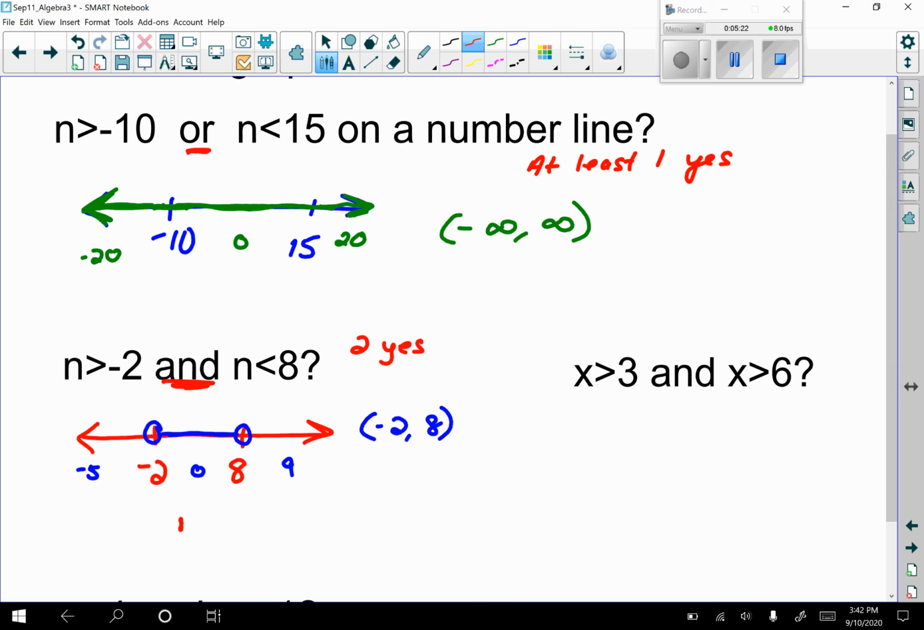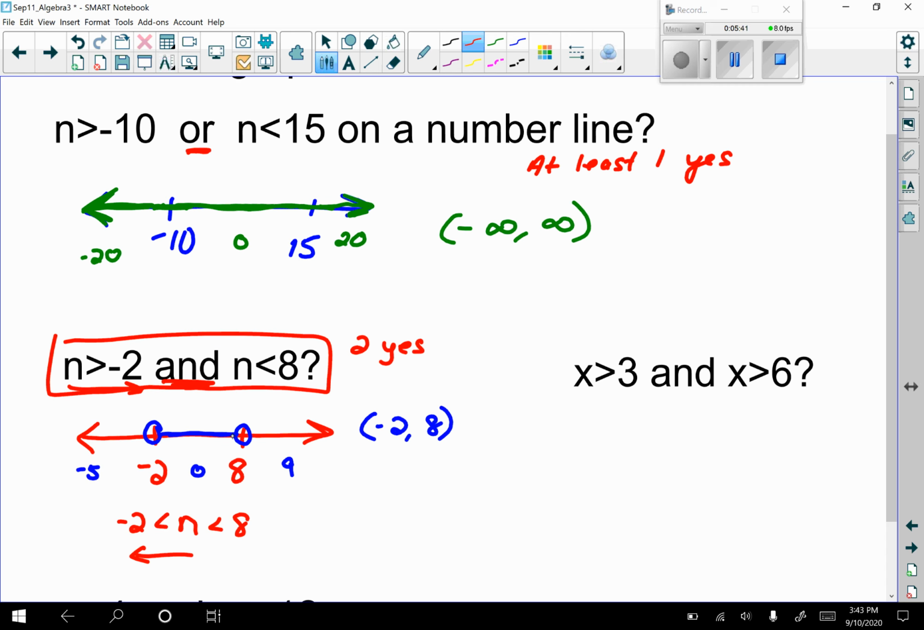All my n values here are between, they're greater than -2, which is what this says. n is greater than -2, but I'm going to read it backwards here. And n is less than 8. So here's an example, not to trick you, but just to make you aware that if we see an and, maybe it could be written as an in-between statement, as most will be.